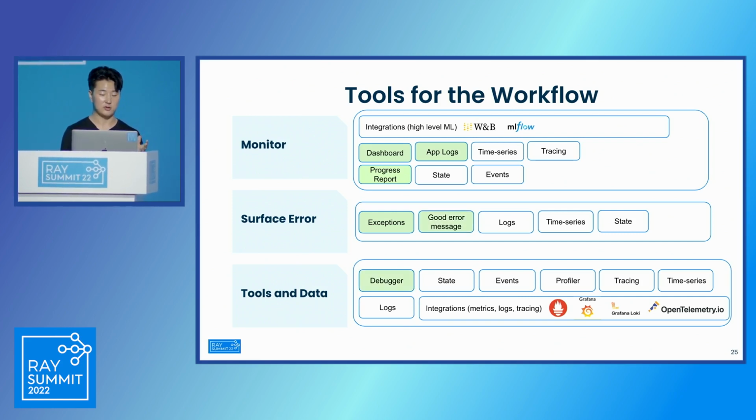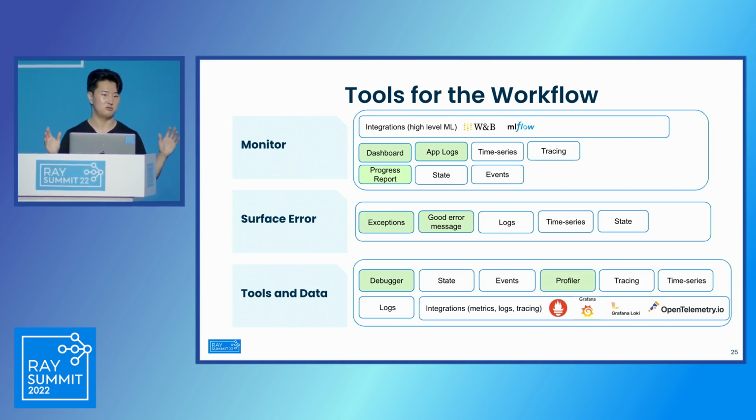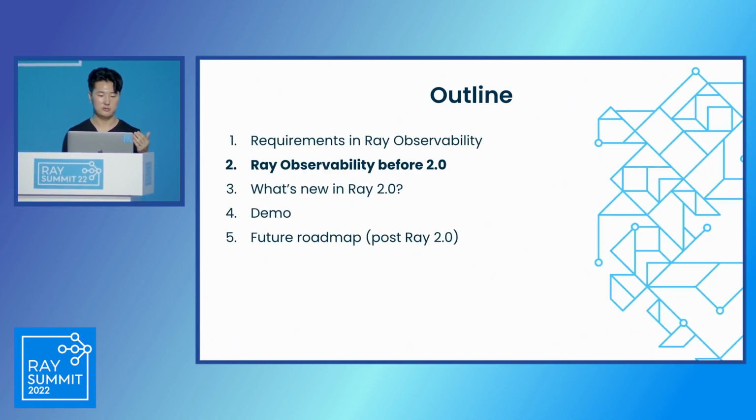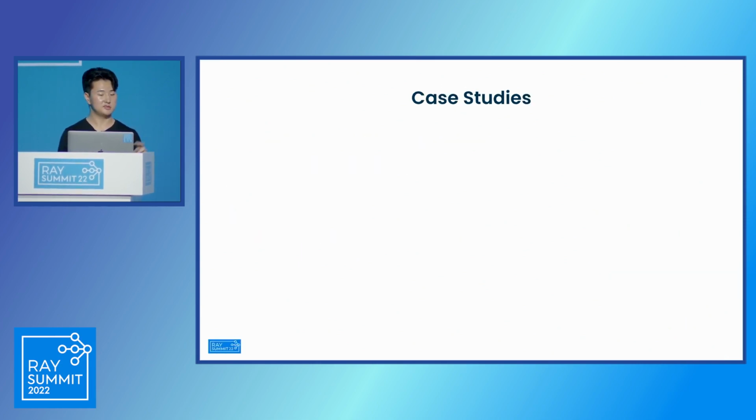And when you actually debug, you need tools like a debugger, or a profiler, or many other different tools for you to debug a Ray application. And we are going to go through how it looked before 2.0 and what we are good at and what we are not. So I'm going to show two case studies.